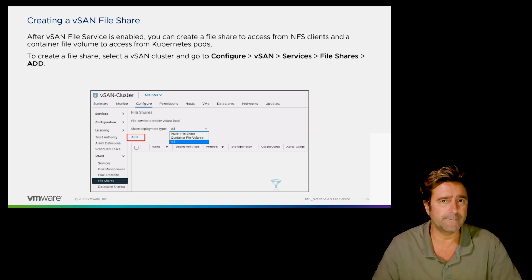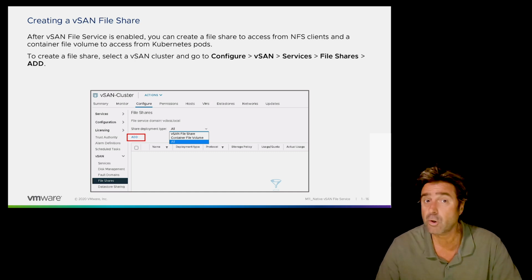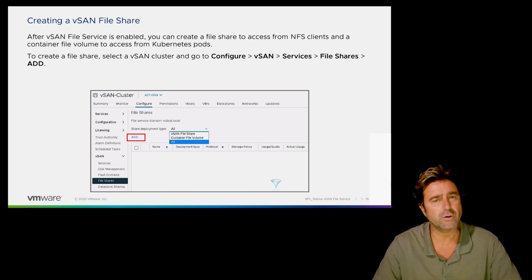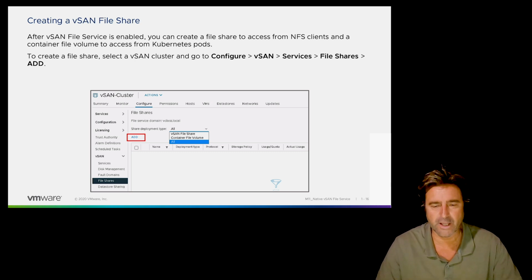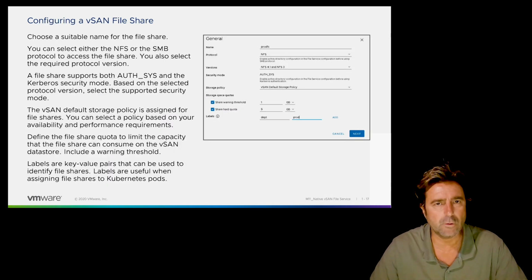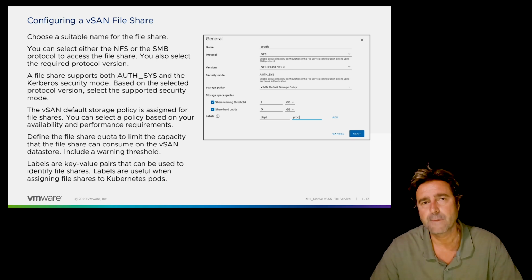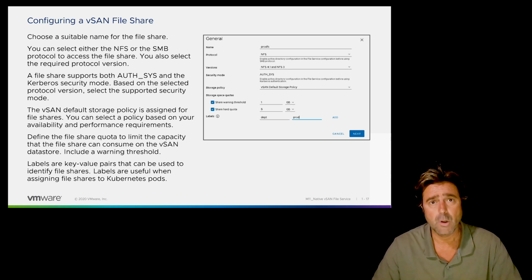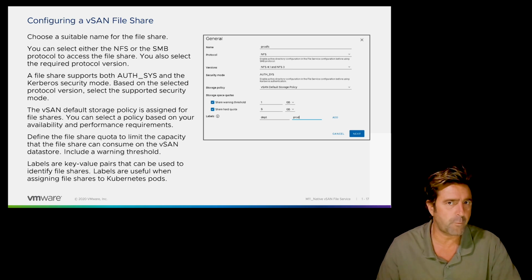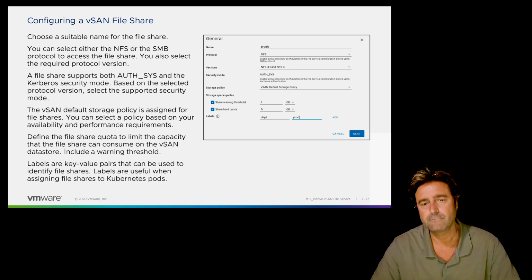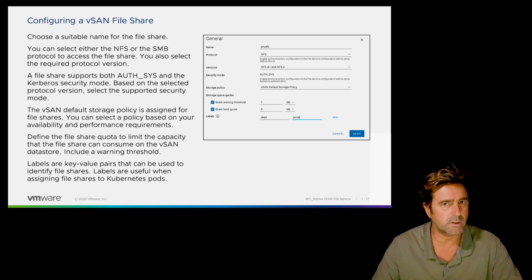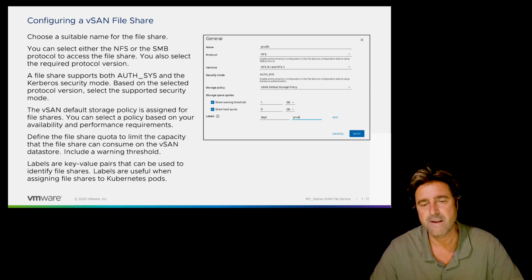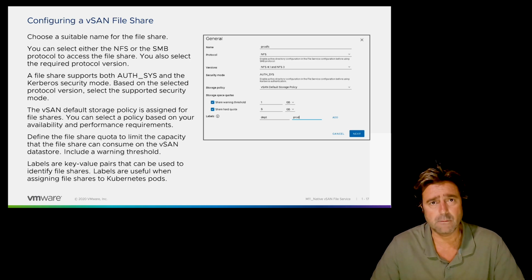So the way that you do it, you select the cluster, you go to configure, you go to file shares, and you click on add. You specify the type of share that you want to have. And then what you're going to do is you're going to come up with a name, specify the protocol, whether you want both NFS version 4.1 and 3 or just one of them. When it comes to 4.1, you could choose different types of security, for example, Kerberos. And when it comes to the policy, I'm going to go with a two-way mirror.